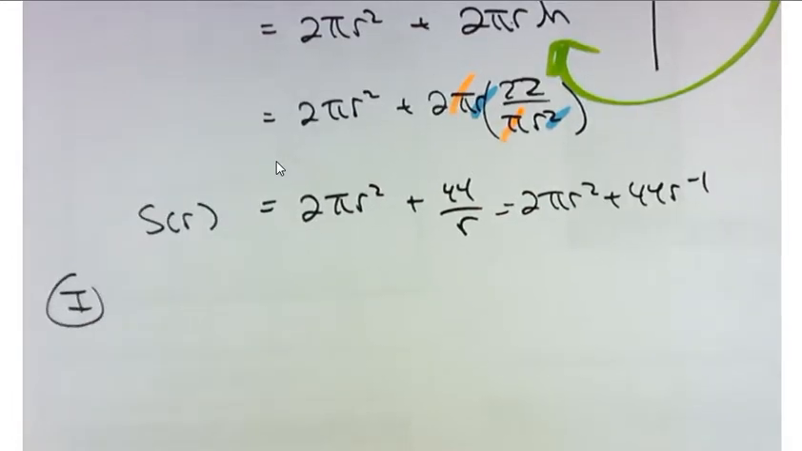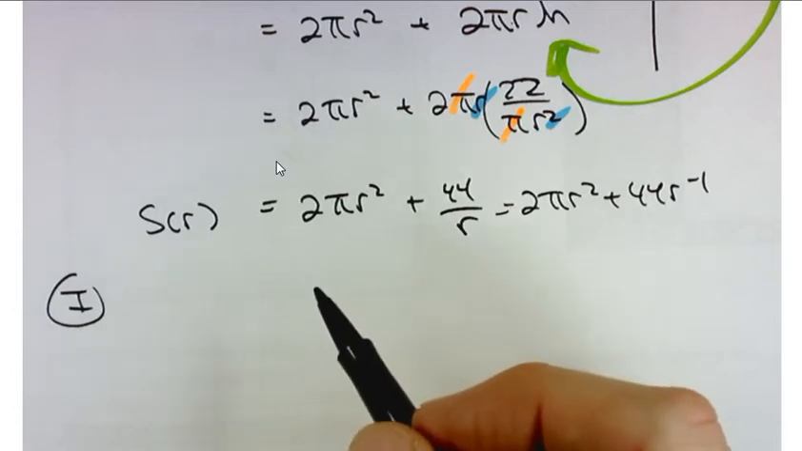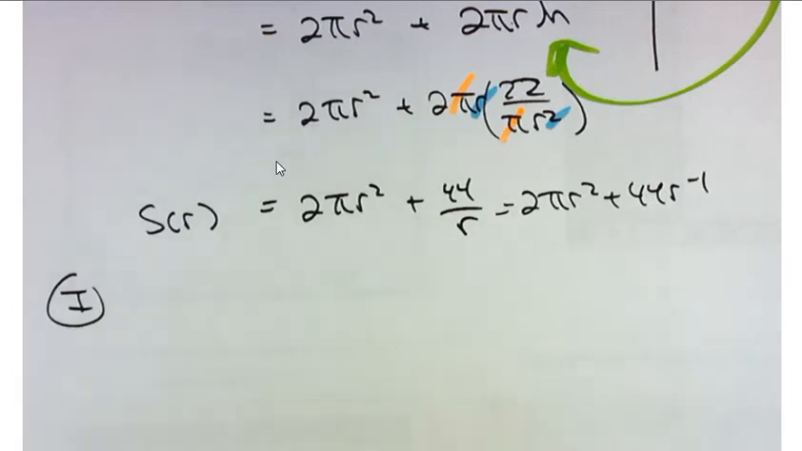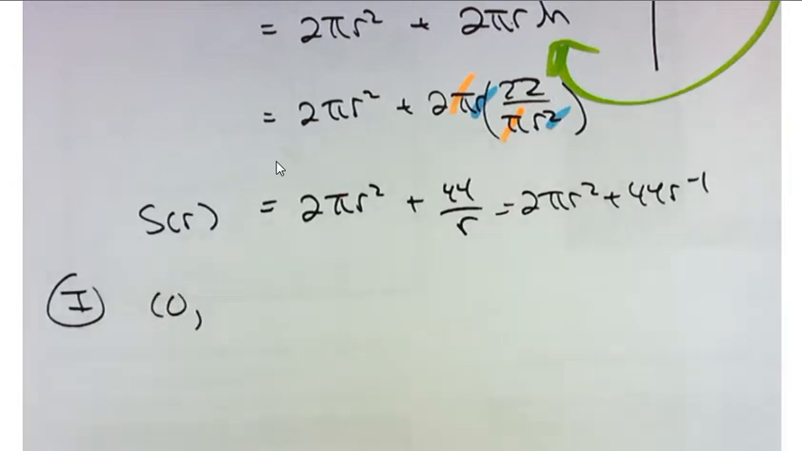What values can I put in that would make sense? Positive, yeah. Certainly you don't want a negative radius. Good luck building a can with a negative radius. So that won't work. So it has to at least be 0. Is there any natural boundary? Is there anything that limits you?